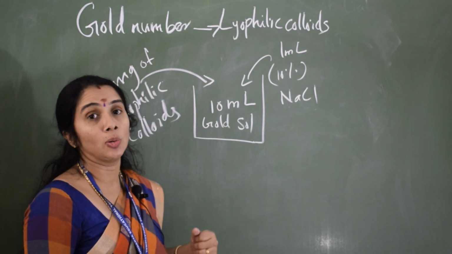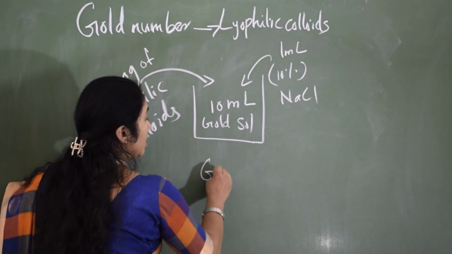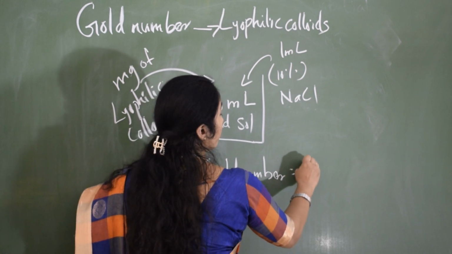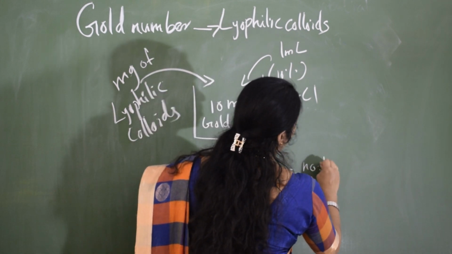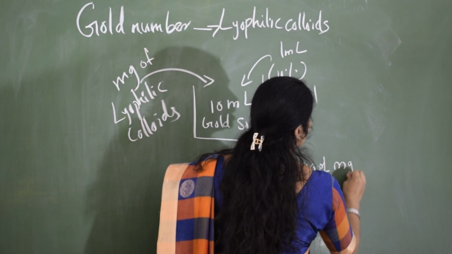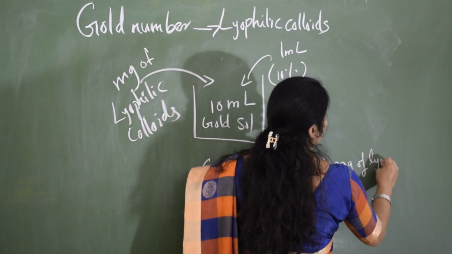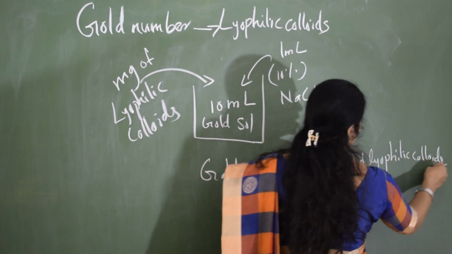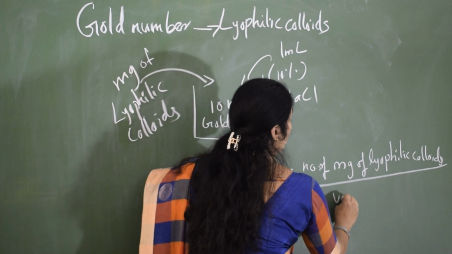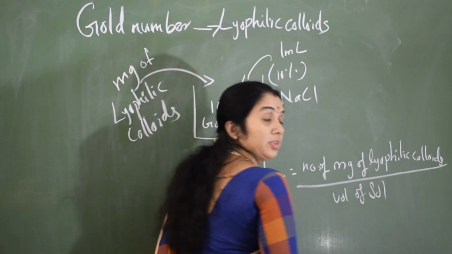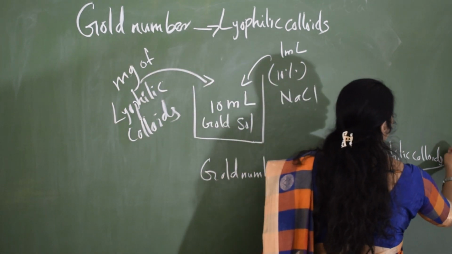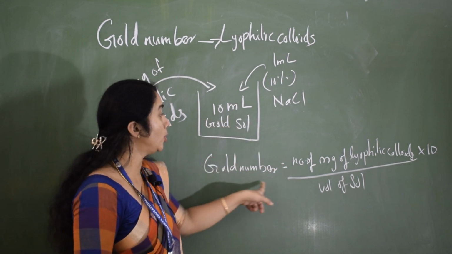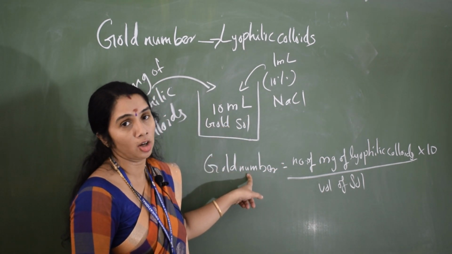And there is a formula to calculate the gold number of colloids. Gold number is equal to number of milligrams of lyophilic colloids divided by volume of the sol, that is our lyophobic sol, multiplied by 10. Why 10? Because the standard solution is 10. So with this formula you can calculate the gold number of any lyophilic colloid.